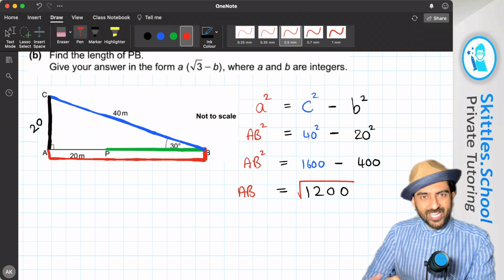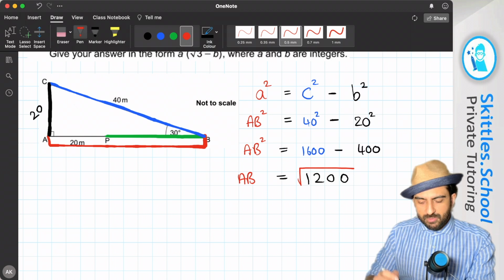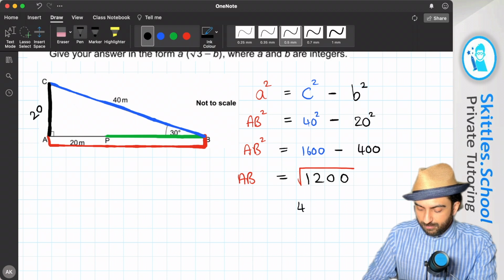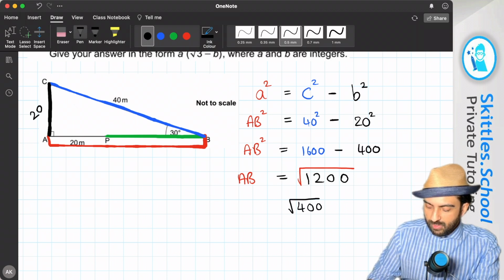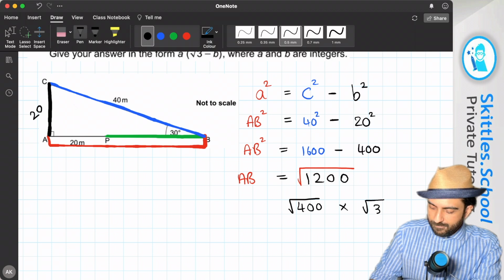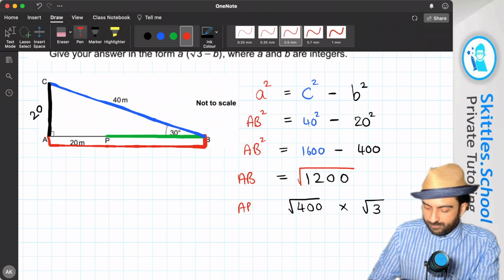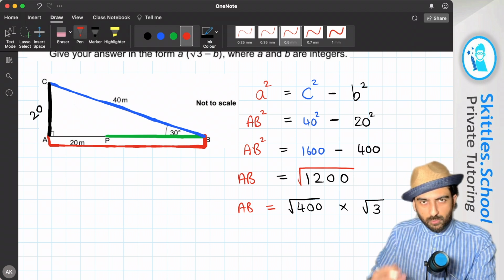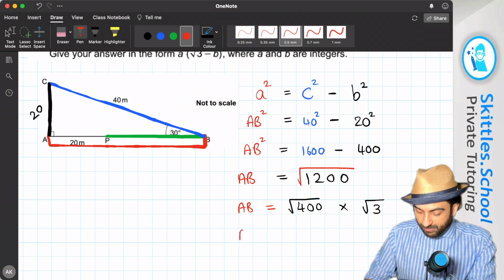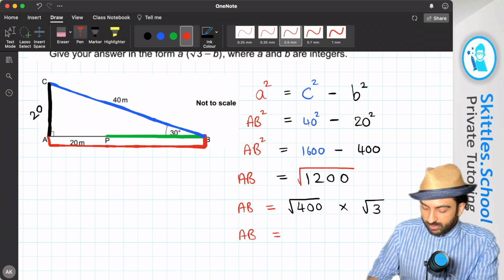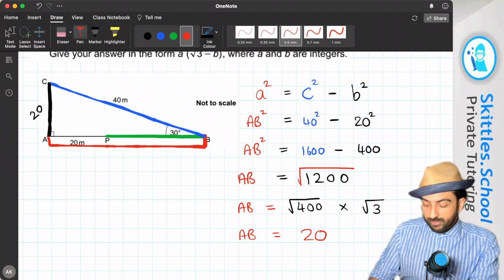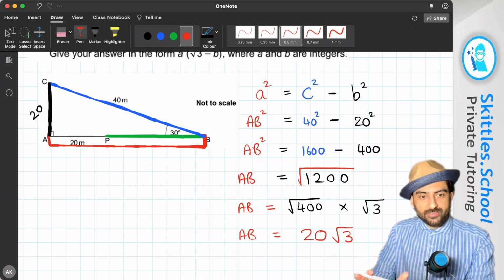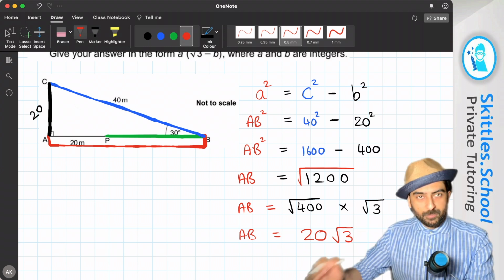That's quite a big number, so we can simplify square roots. So let's simplify this square root. Let's find two factors for 1,200. That's 400, so the square root of 400, multiplied by the square root of 3. So AB is equal to that. But we can work out the square root of 400. The square root of 400 is 20. So AB is equal to 20 multiplied by the square root of 3, or 20 root 3. So now we've worked out that red side, A to B.